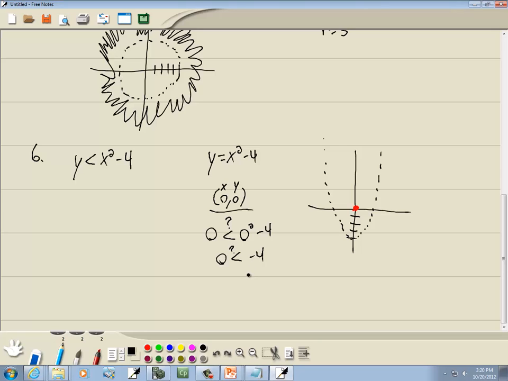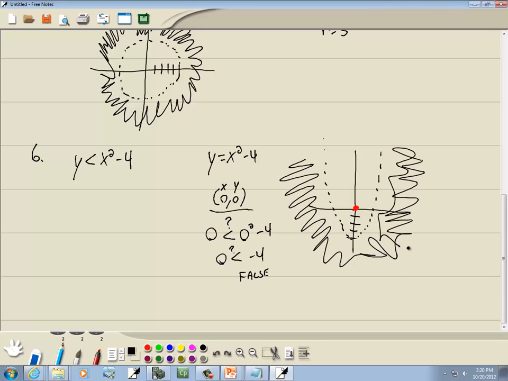So we got 0 is less than negative 4. Is that true? No, 0 is greater than negative 4, isn't it? So this is false, and since that's false, we don't shade this side. If this was true, we would shade the side where the point falls. Otherwise, we shade the other side, which is all of this right here. Well, let's actually graph this and see what we get.